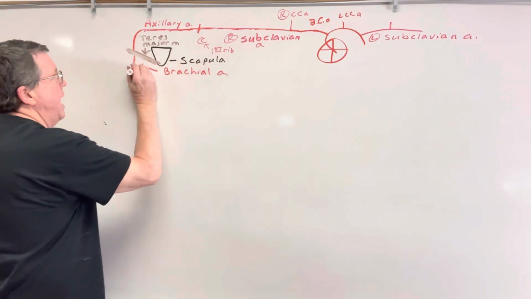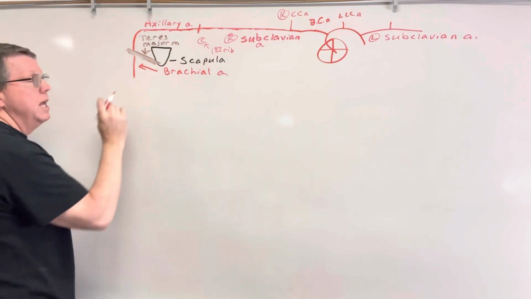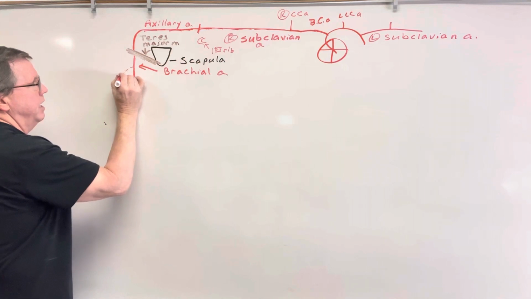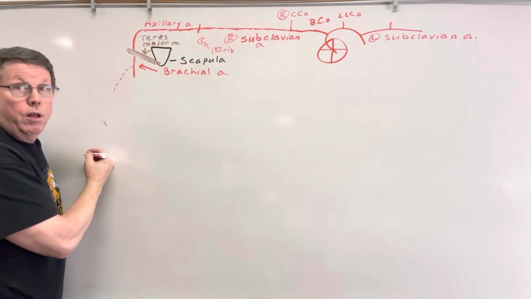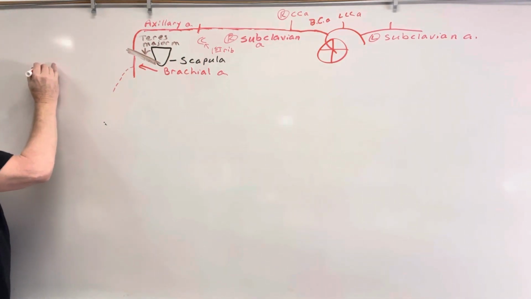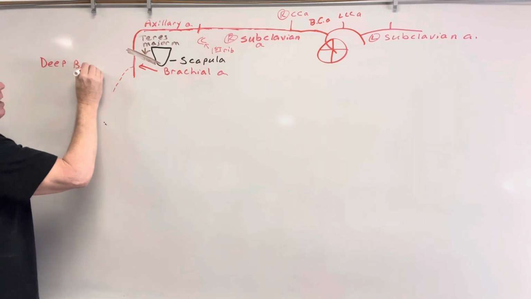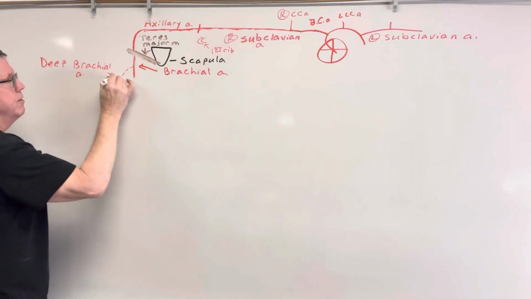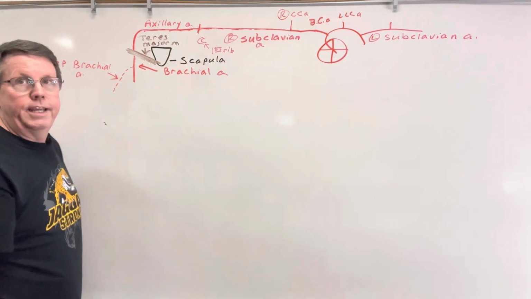Now what's going to happen is I am going to have an artery that's going to come off this brachial artery, and it's going to go posterior. I'm going to draw it with a dotted line to represent going posterior, and we're going to call this our deep brachial artery. That's the deep brachial artery right there. And then we still have the brachial right here.